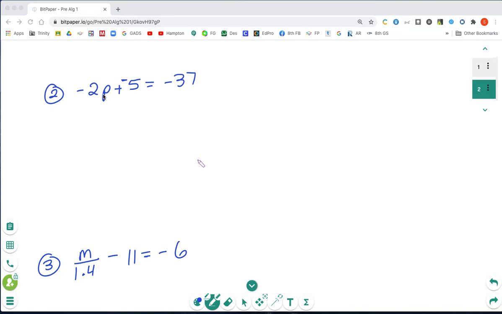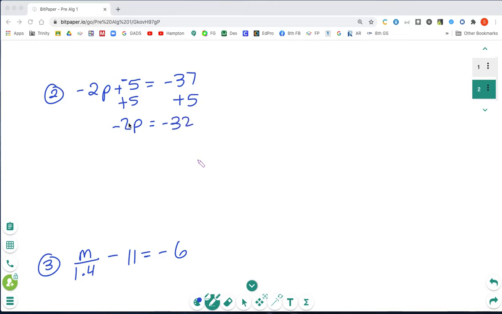So we're going to do, is the variable on the left? Yes, it is. Is it first? Yes, it is. Is it alone? No, it's not alone. It has a negative 5 on the same side. So with the no, we're going to zero pair. Negative 5, positive 5 on both sides, brother-sister rule. Negative 2p is equal to negative 32.